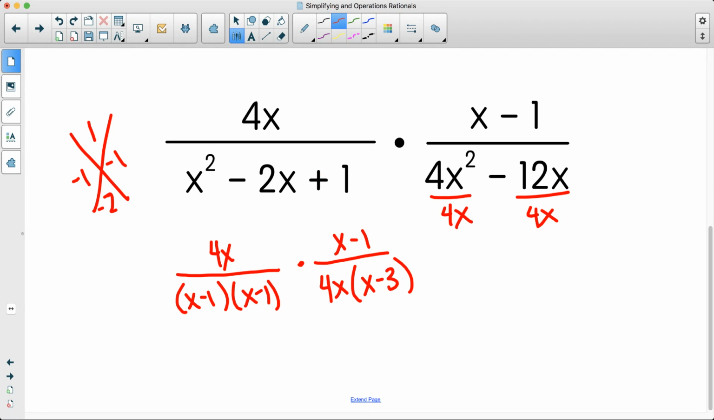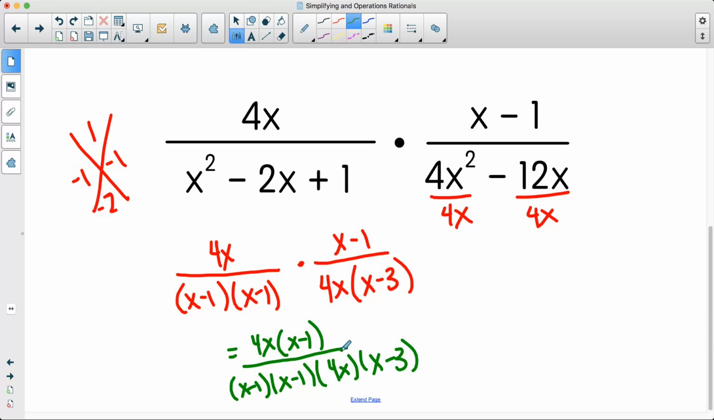All right, so let's start and rewrite these all. So 4x times x minus 1 all over x minus 1 times x minus 1 times 4x times x minus 3. And let's cancel some things out. So this 4x that's in the top here, that'll cancel with that 4x. This x minus 1 only cancels with one of these x minus 1s. I know there's two here, but if you're only canceling one from the top, you can only cancel one from the bottom. So this other one has to stay put. Remember, if everything in your numerator cancels out, there's still a 1 there.